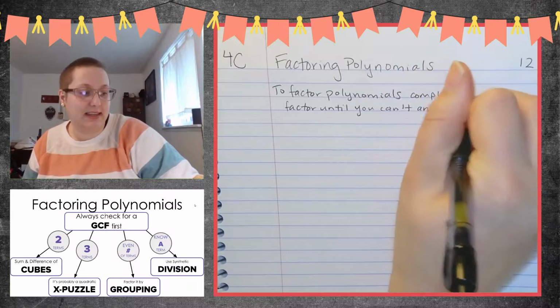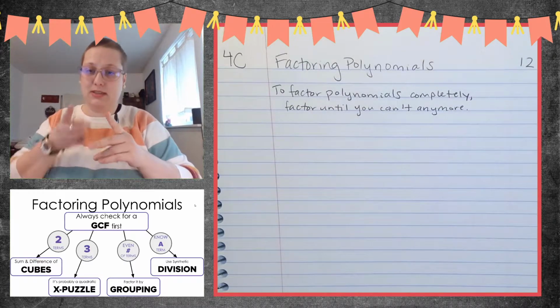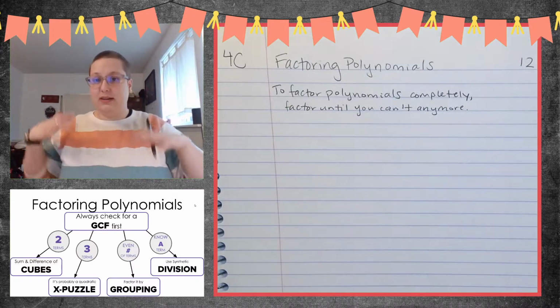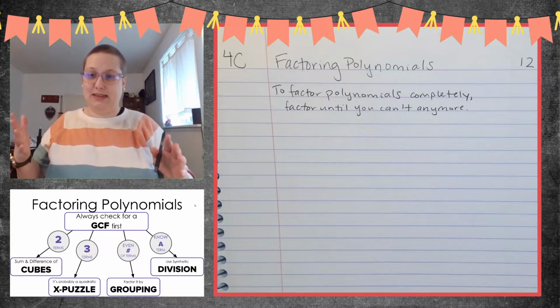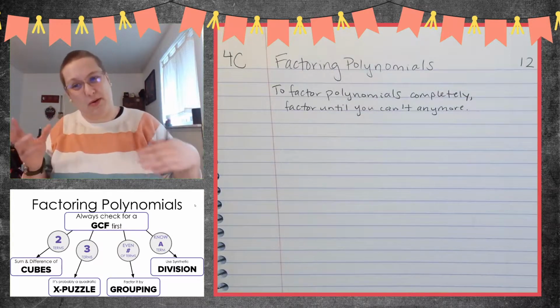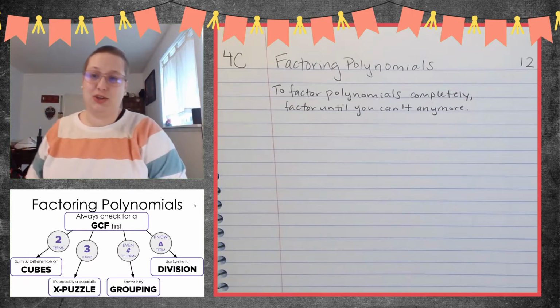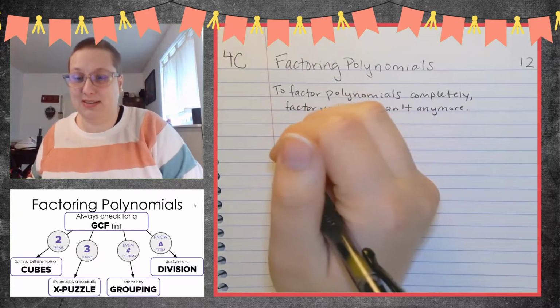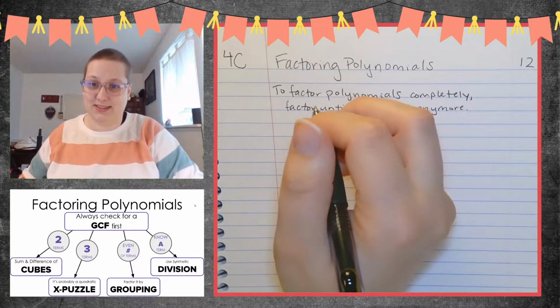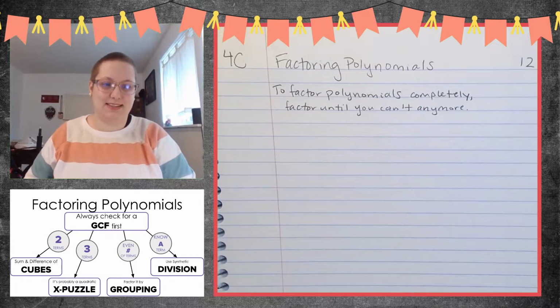Basically until everything is a binomial, two terms, or a trinomial that can't be factored anymore, or a monomial in front. I'm going to show you all these things, and we're going to do this together. You ready? Okay, let's do our first example.